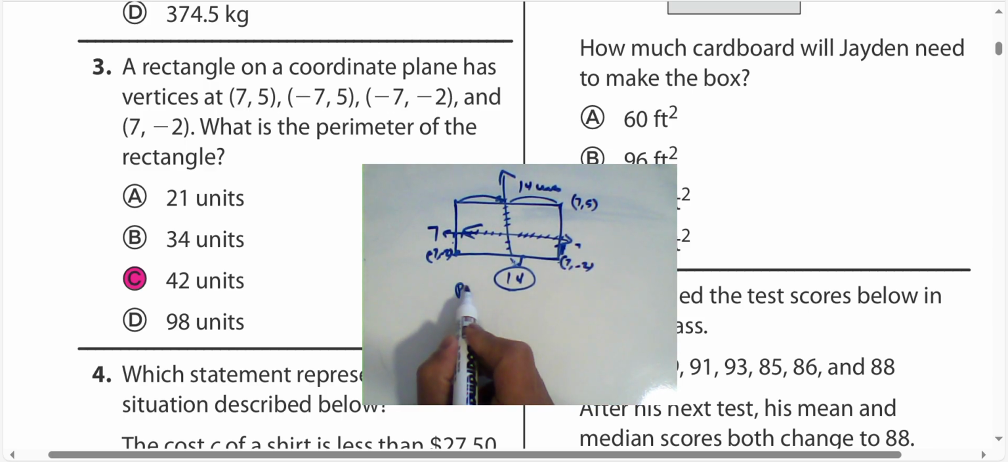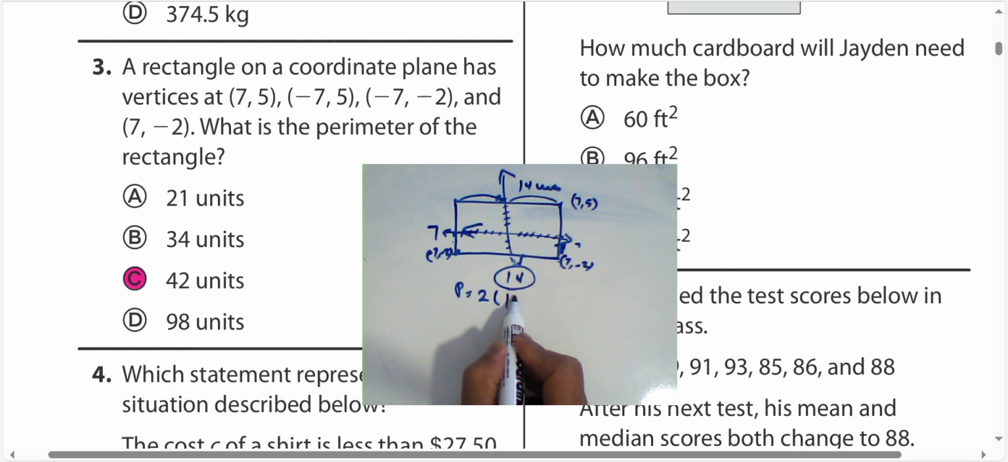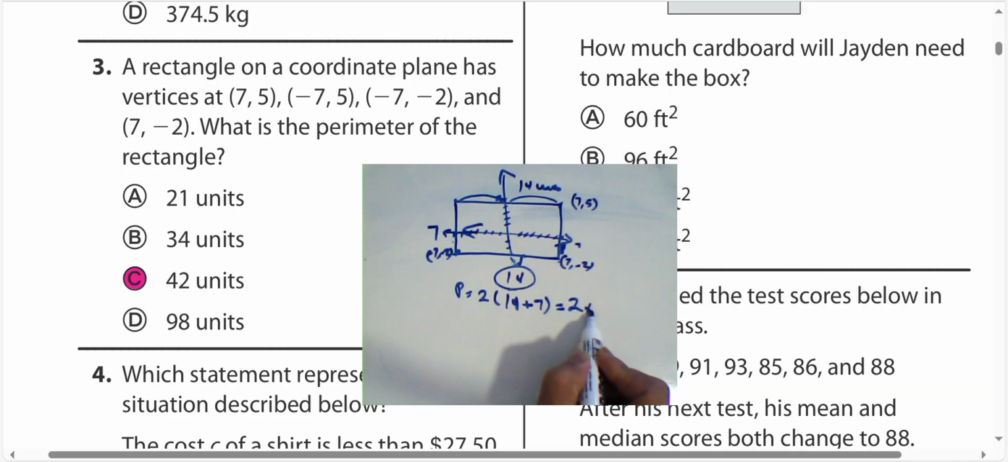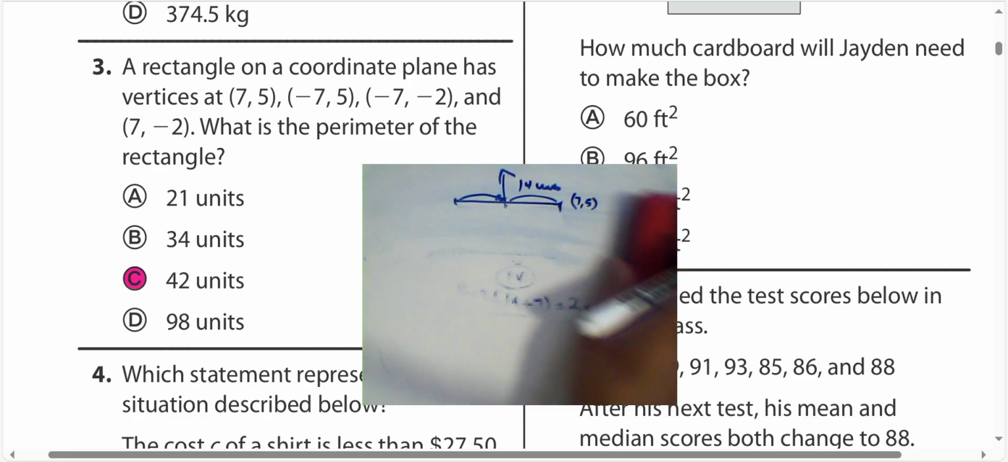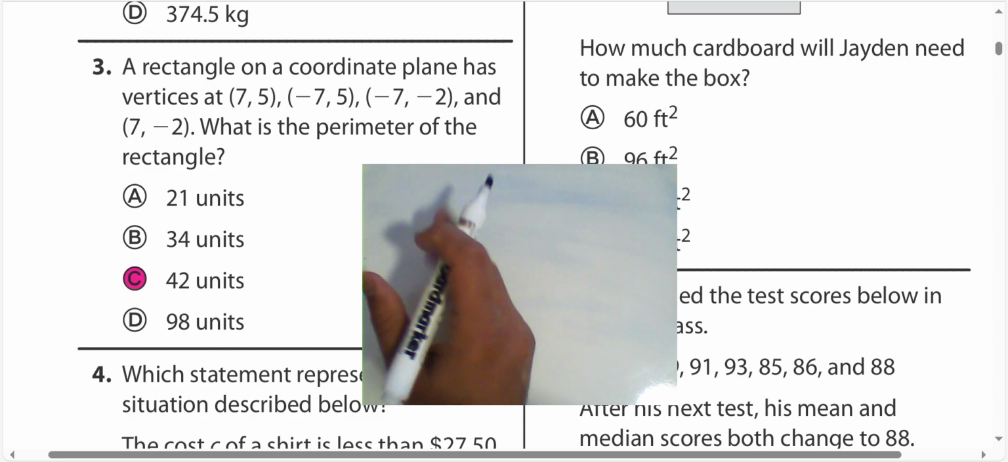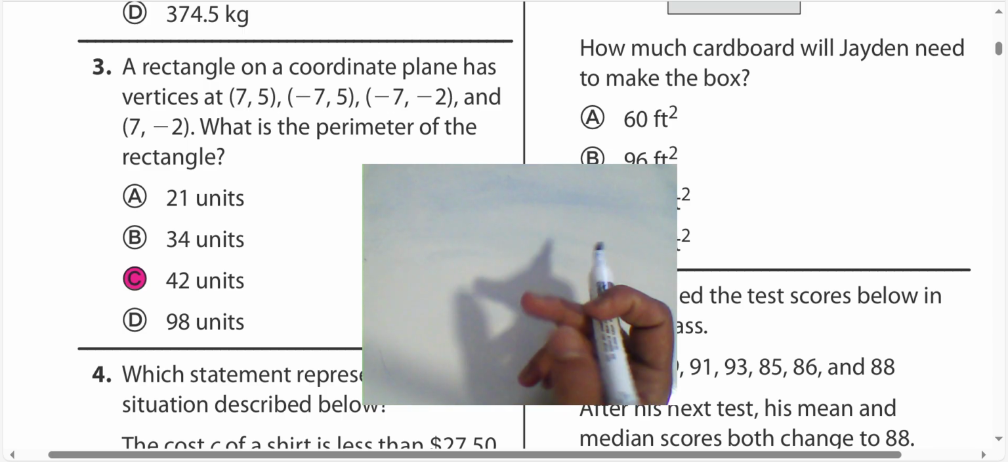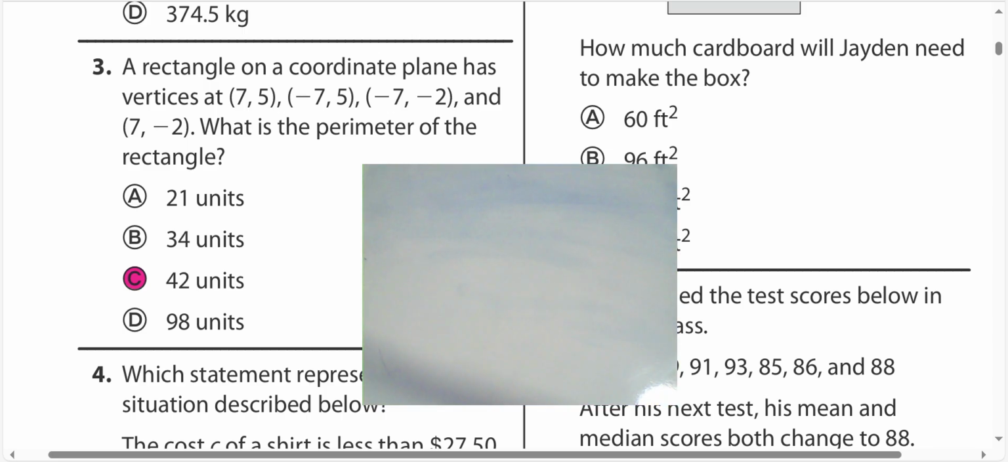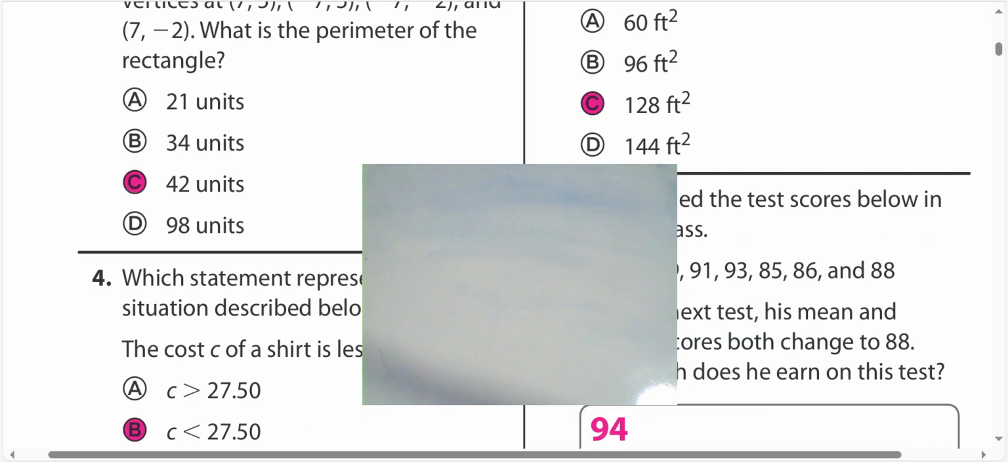Then the perimeter equals twice the sum of 2 dimensions. 14 plus 7 equals what? 14 plus 7 equals 21. 21 times 2 equals 42. Then the perimeter will be 42 units. Okay, understood? You can draw and find lengths and widths and then the perimeter, twice the sum of length and width.